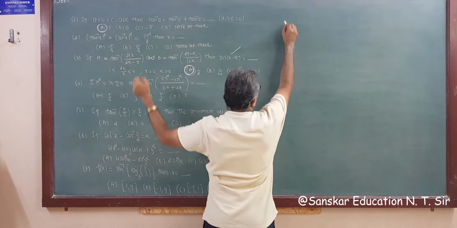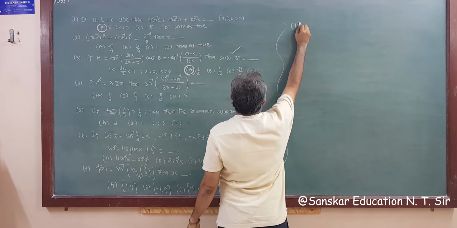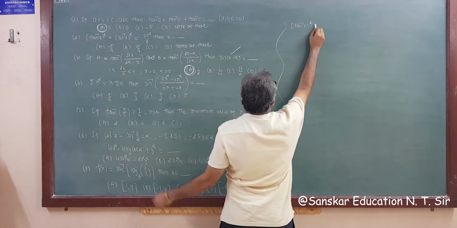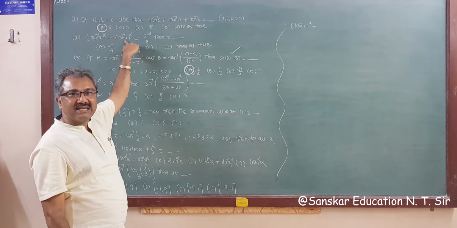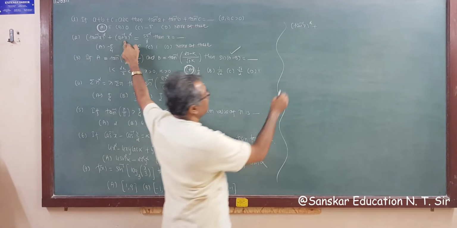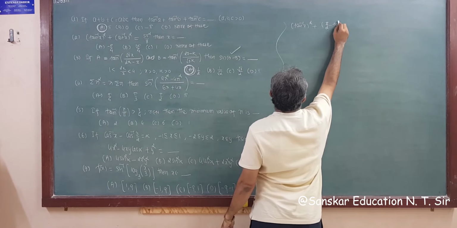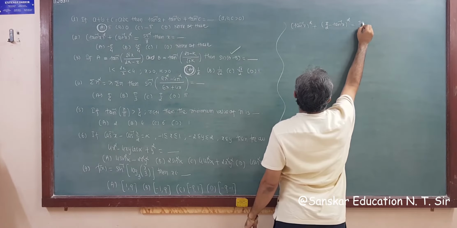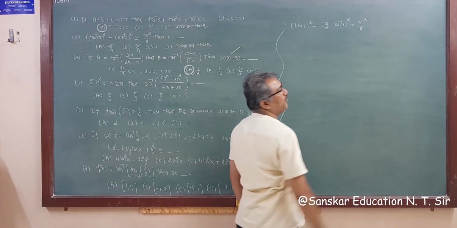So what is your expression now? That is (tan inverse x) whole square plus, now you know tan inverse x plus cot inverse x is pi by 2. So this cot inverse x is pi by 2 minus tan inverse x. So this is (tan inverse x) whole square plus (pi by 2 minus tan inverse x) whole square is equal to 5 pi square by 8.